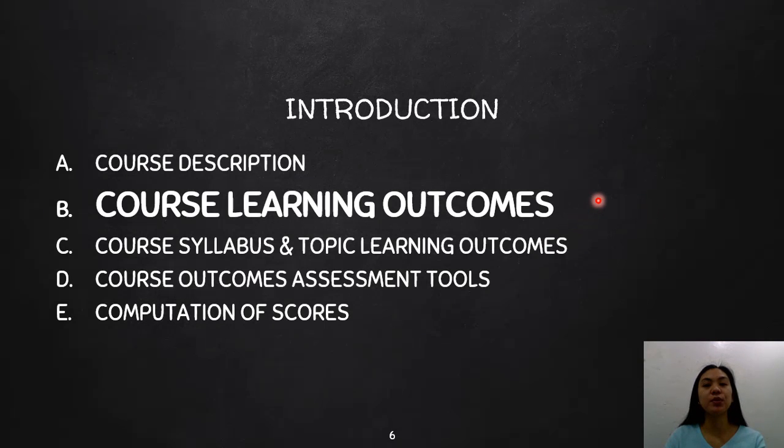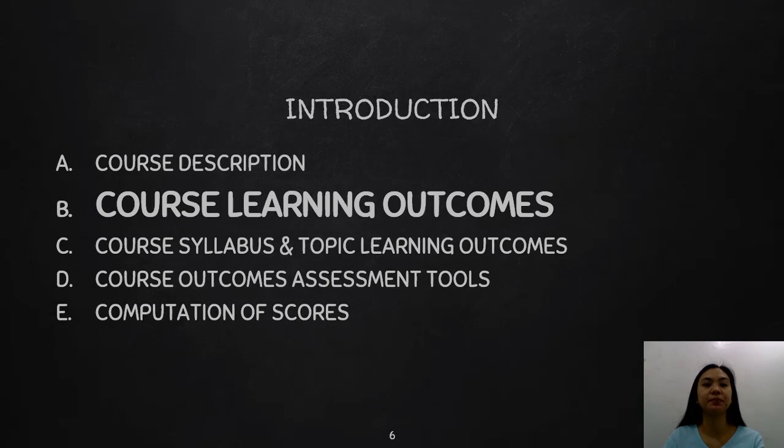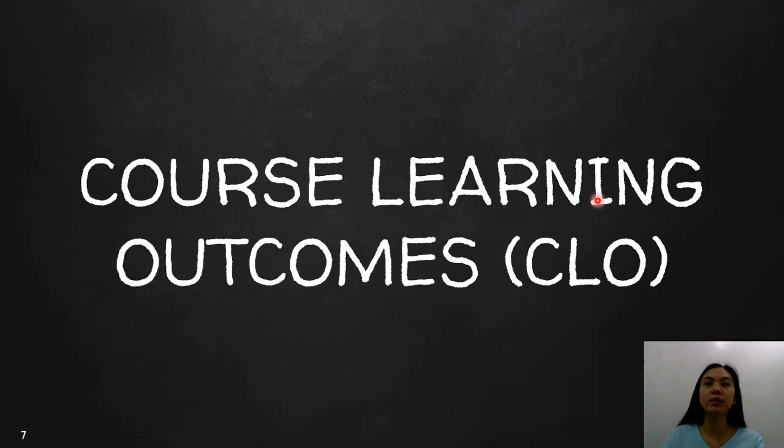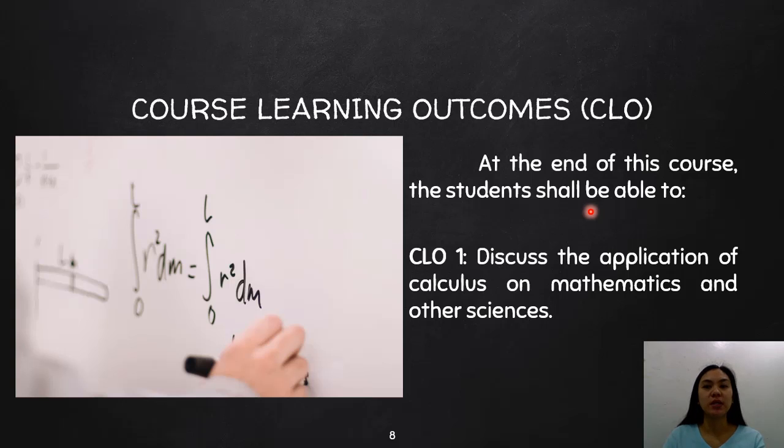And the second stop is your course learning outcomes. When we say course learning outcomes, these are the things that you would need to achieve at the end of the course for you to pass the course. So it says here at the end of this course, the students shall be able to, CLO number 1, or that's your course learning outcome number 1, discuss the application of calculus on mathematics and other sciences.